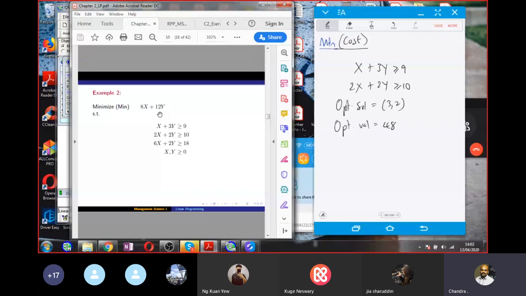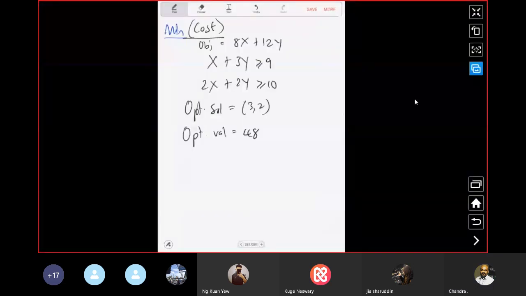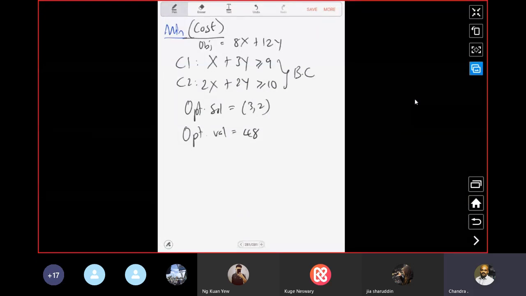48. Let me write the objective function here. The objective function is 8x plus 12y. This is the objective function. All right, now let us do the analysis. This is C1, C2, which is binding constant.